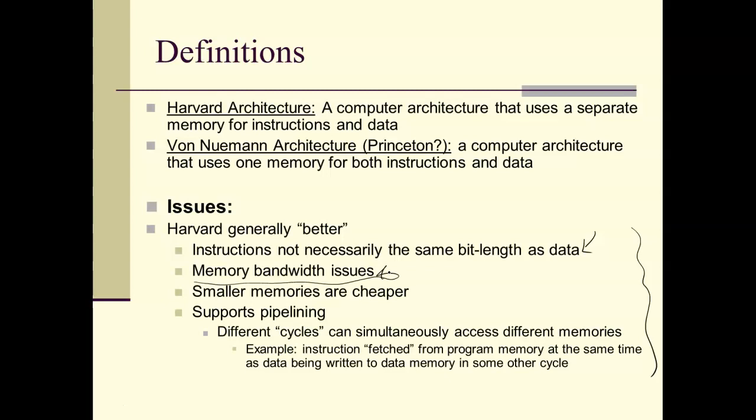Recall that memory bandwidth is the rate, most important word there, rate at which I can pass data to and from a memory. So once again, if I have two different devices needing to pass data to and from the memory, it's going to bring up memory bandwidth issues. Another issue here is you have two memories. Smaller memories are cheaper than one large memory, so it could possibly save you money.